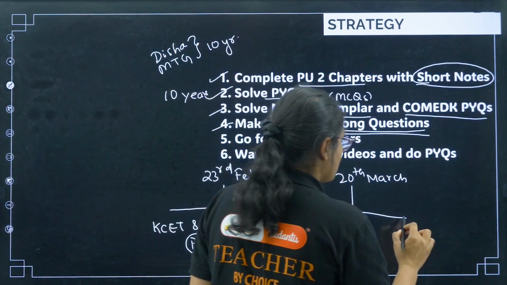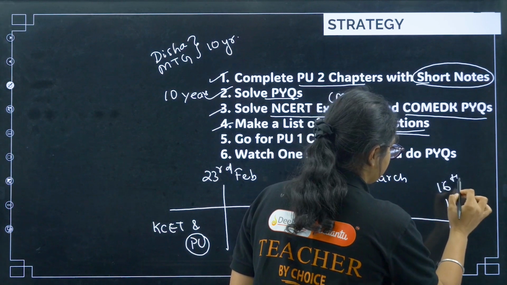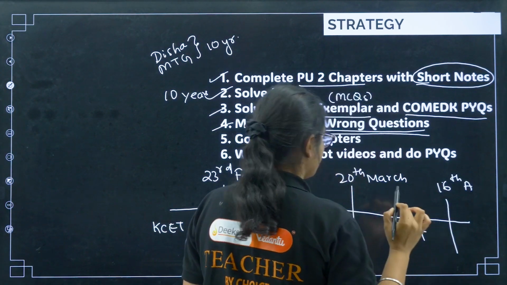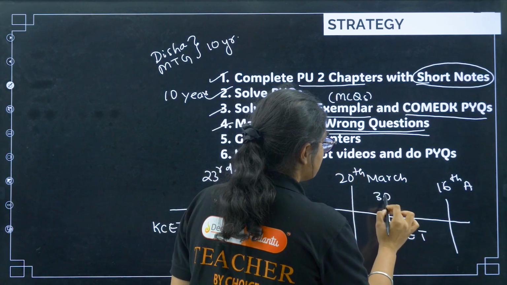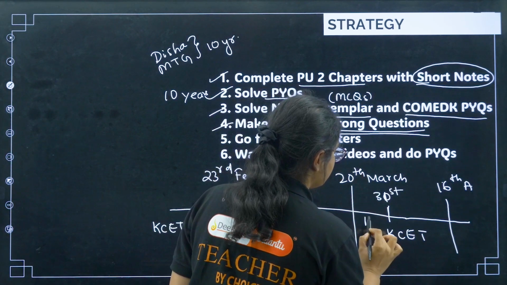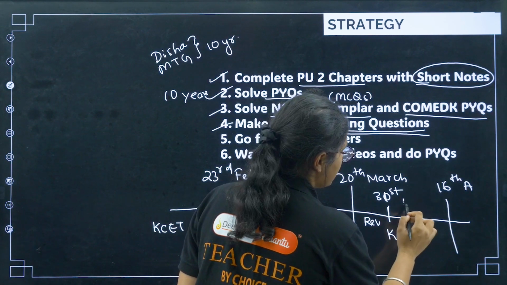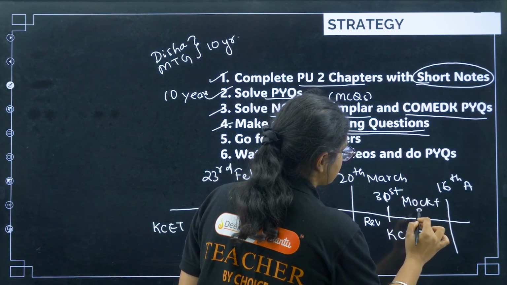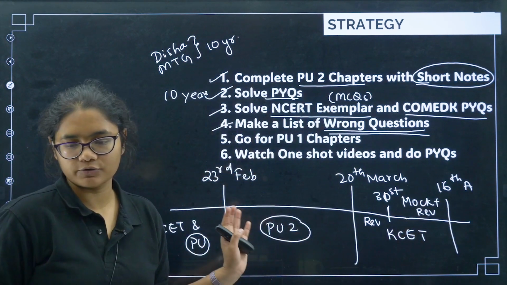Next, 20th March up to the exam on 16th of April, focus only on KCET. In this also there's a small division. From 20th March to 31st March you should be doing revision, and from 31st March to 16th of April you should be doing mock tests plus revision. So this is what the calendar should look like.